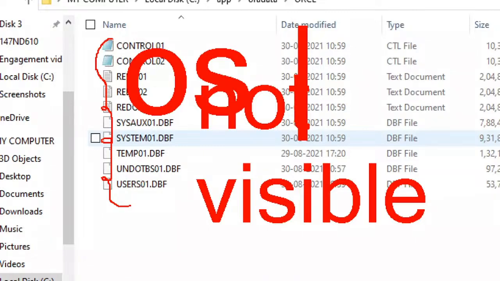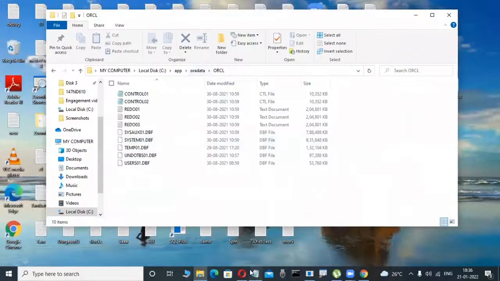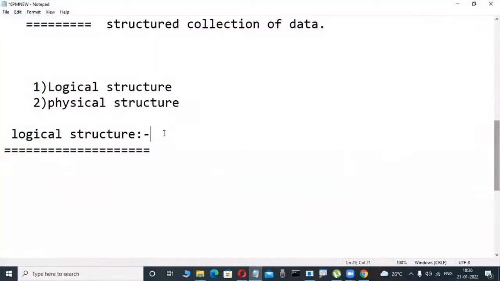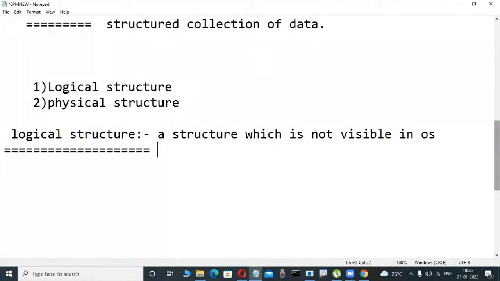That is visible in a database. Okay, I agree. But unfortunately, that is not visible in the operating system. That's why, now, what is a logical structure? Don't write it. A structure which is not visible in the operating system, in the OS, is called a logical structure, the logical structure of the database.